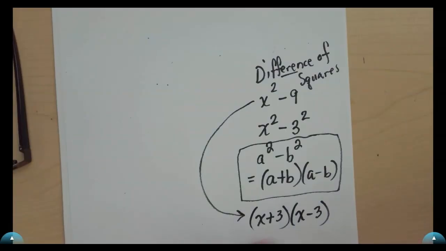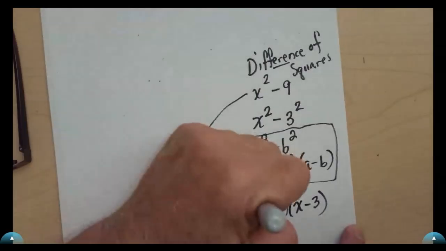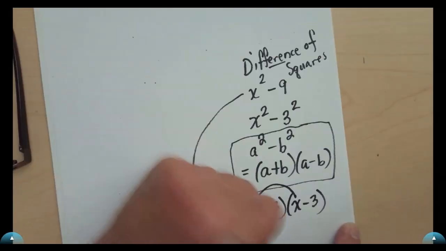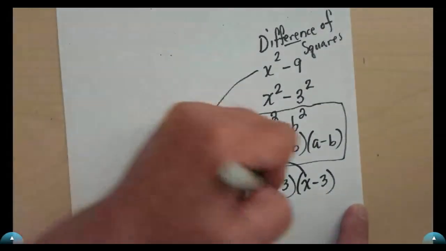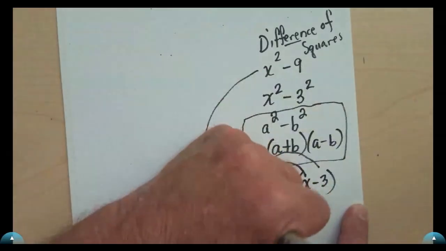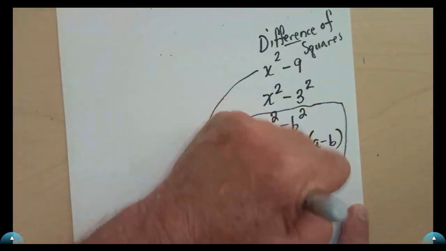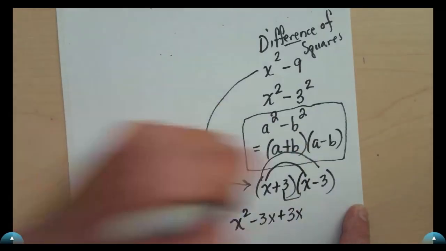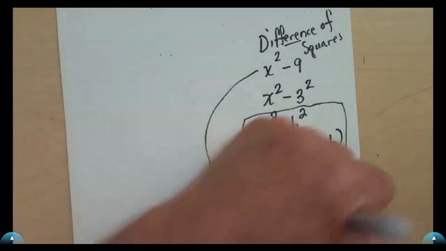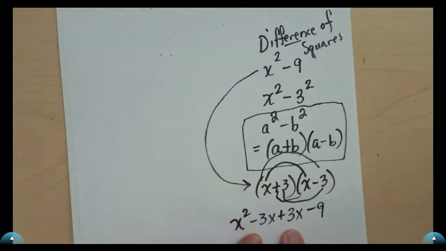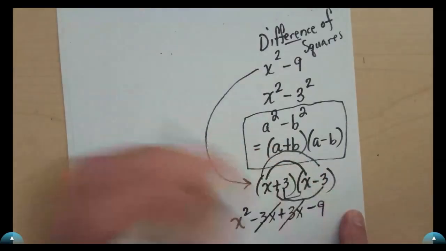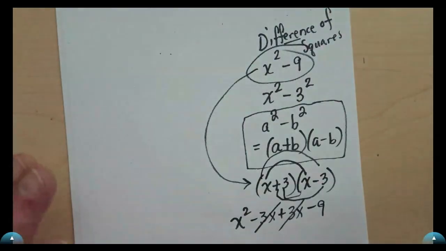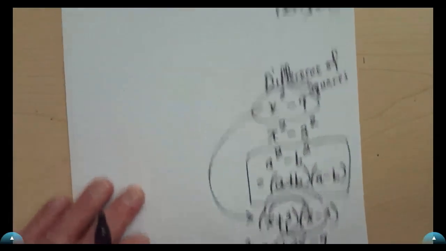By the way, if you FOIL it or distribute it, maybe we'll do it real quick. If I multiply this out real quick, notice what happens. X times x is x squared. X times negative 3 is negative 3x. Then I go to positive 3 times x, that's positive 3x. Positive 3 times negative 3, there's negative 9. And notice negative 3x plus 3x is 0. That cancels, and I just get x squared minus 9. Everybody see that? So, okay, we need to be able to factor a difference of squares.